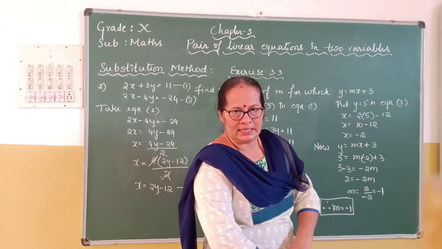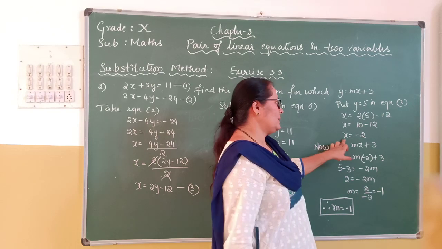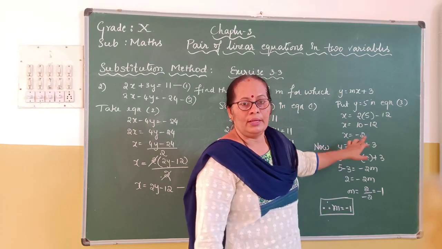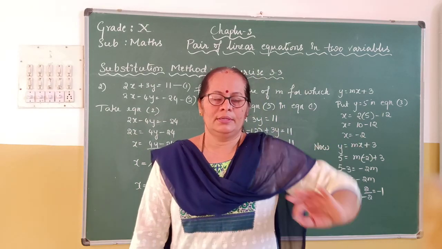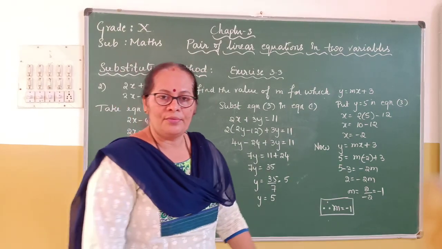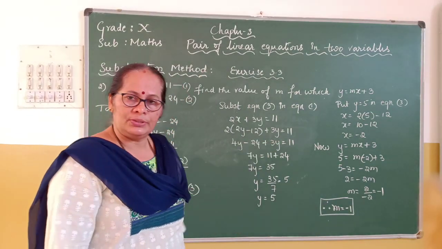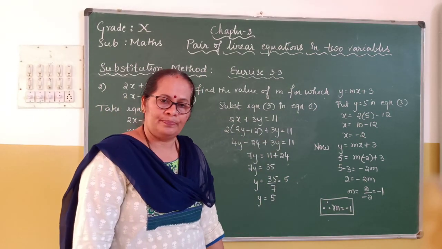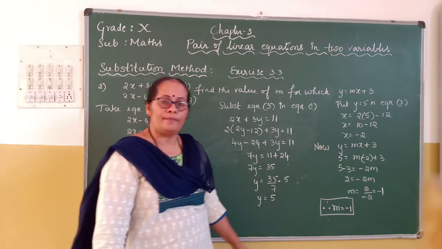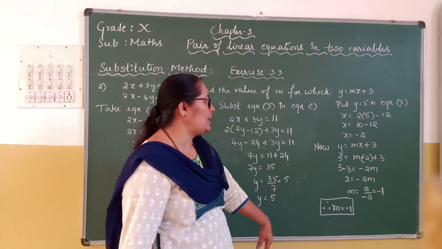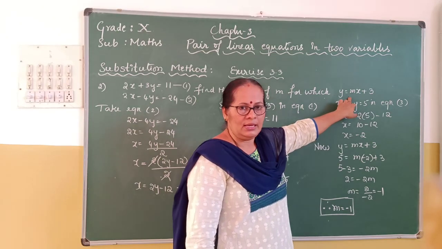10 minus 12 is minus 2. So x equals minus 2. Now we got both solutions for x and y. x is minus 2, y equals 5.